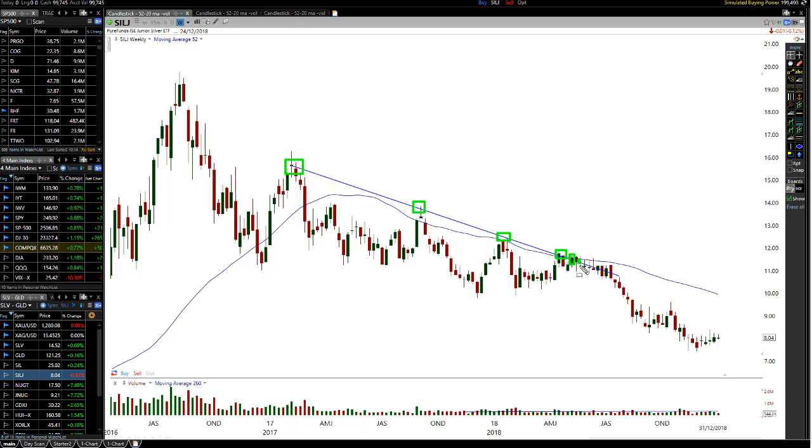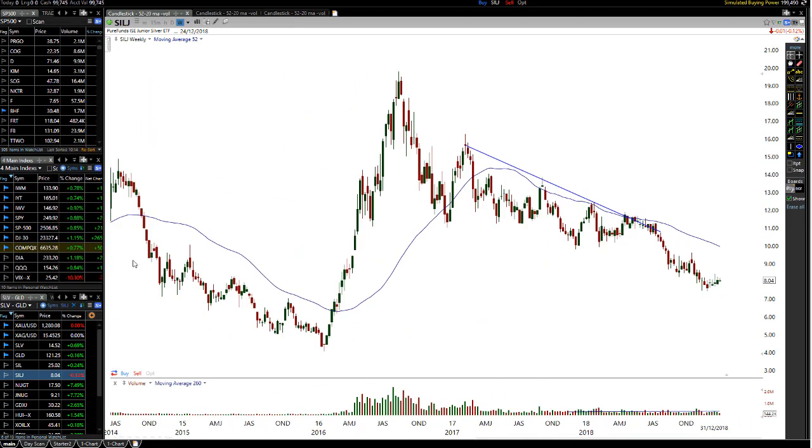Look at all the times it rejected through that level, and then we started to head down. That doesn't matter what chart you're looking at. This is how you draw trend lines. When the market's going down, the most important trend line to me is on the high side, because I want to see whether the market is continuing down or not.